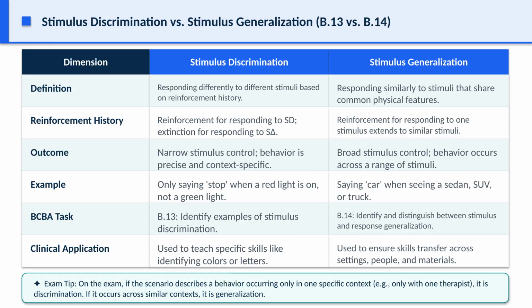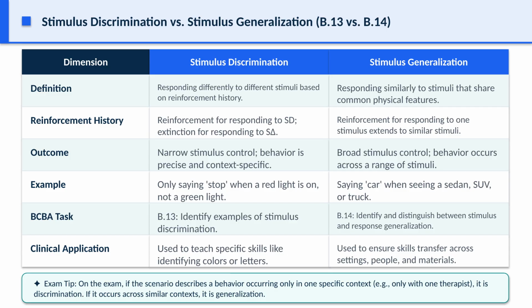Stimulus discrimination and stimulus generalization represent two sides of the same coin in how behavior comes under stimulus control, and the BCBA exam will ask you to distinguish between them, specifically under tasks B.13 and B.14. With discrimination, you respond differently to distinct stimuli because your reinforcement history taught you that responding to the SD, the red light, pays off, while responding to the S-delta, the green light, leads to extinction. The outcome is narrow, precise control, like only saying stop when the light is red.